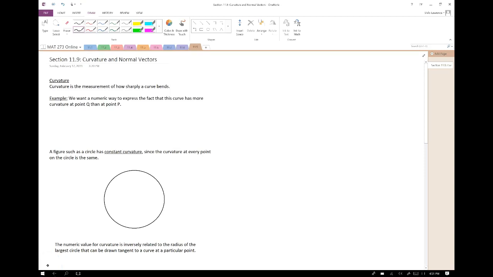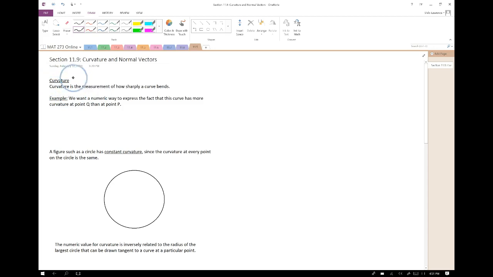We're going to wrap up this chapter with a few more calculations that we can compute for a curve represented by a vector valued function. And the first thing that we're going to cover is curvature. Curvature is the measurement of how sharply a curve bends.